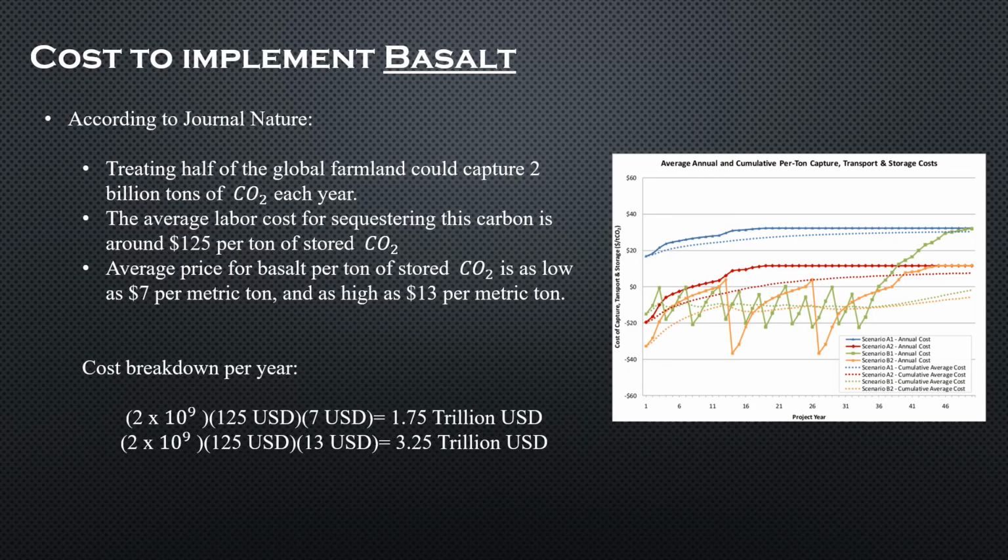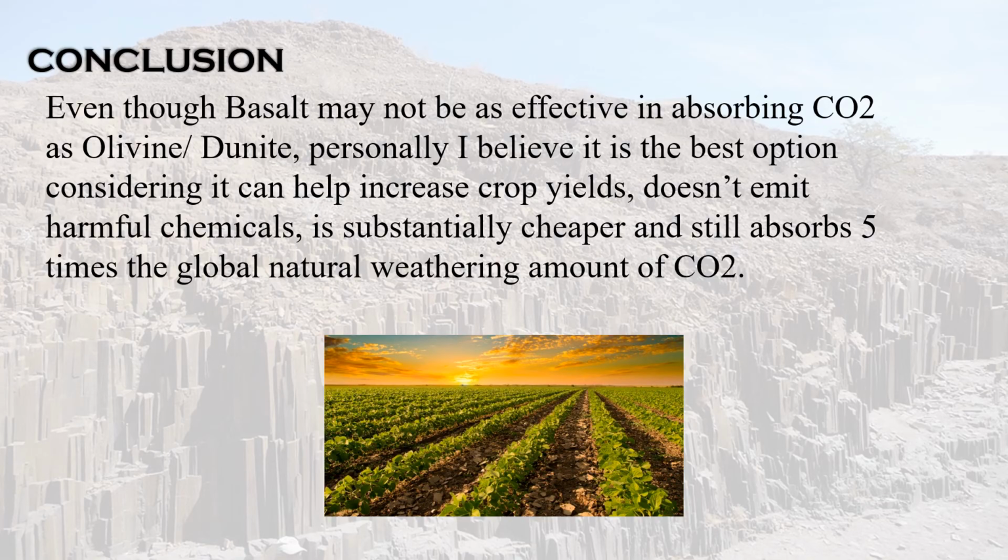In conclusion, even though basalt may not be as effective in absorbing CO2 as olivine or dunite, personally I believe it is the best option, considering it can help increase crop yields, doesn't emit harmful chemicals, is substantially cheaper, and still absorbs 5 times the global natural weathering amount of CO2.